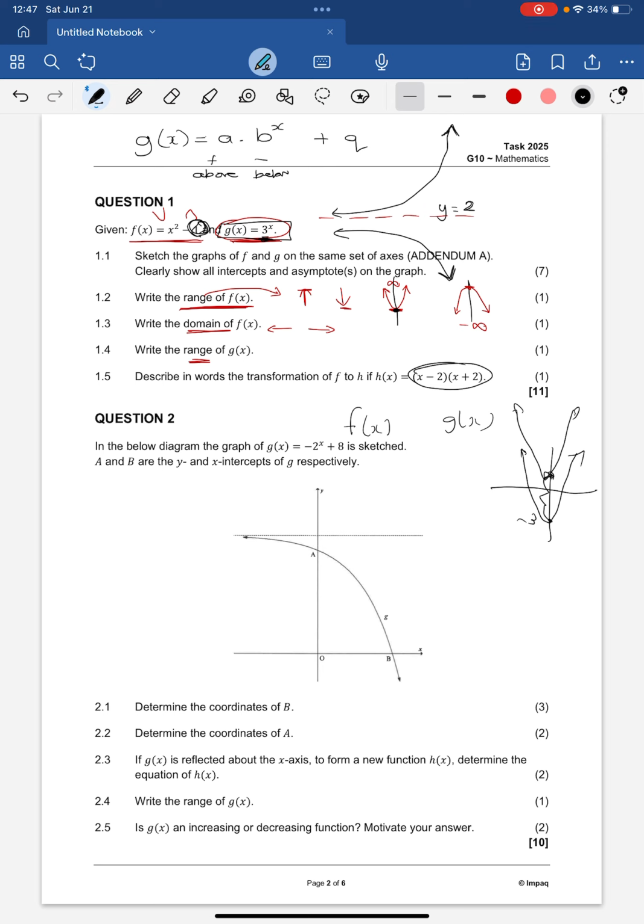Expand out h of x, so you're going to FOIL. And then you're going to look at the c value of h of x and compare it to the c value of f of x. And remember I said to you the c value represents what? Vertical shift. Okay, cool. That's that. Question 2.